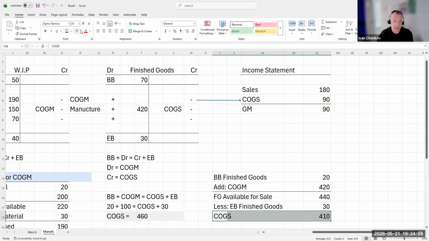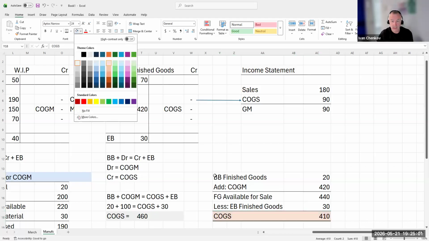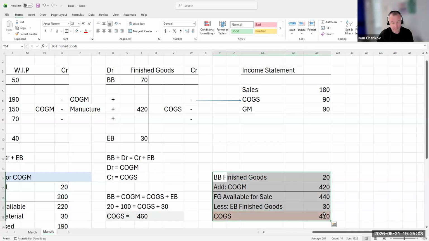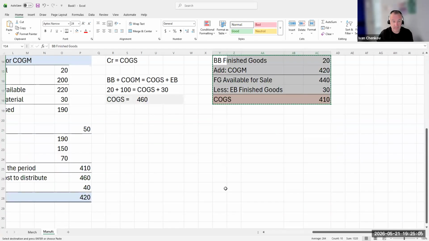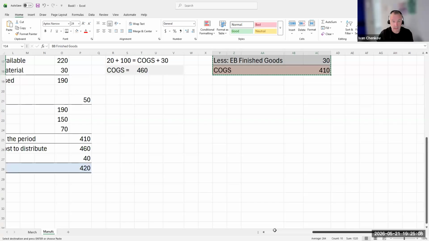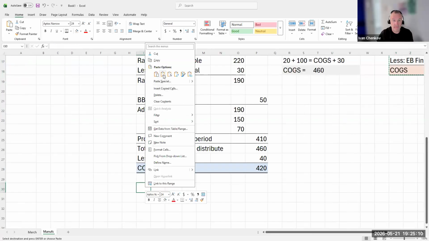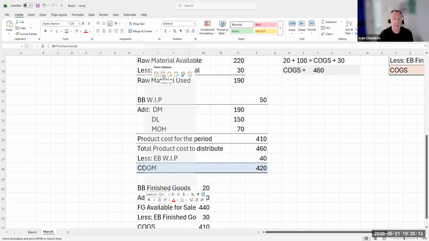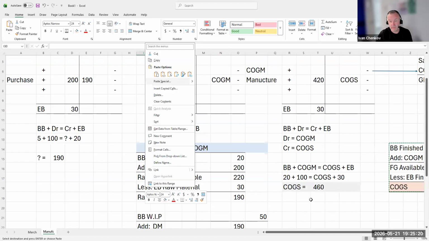So if I magically add this part at the end of this calculation, then it will become the schedule of cost of goods sold. That's how I should remember it. Now I'm not going to add it. I'm just showing you.